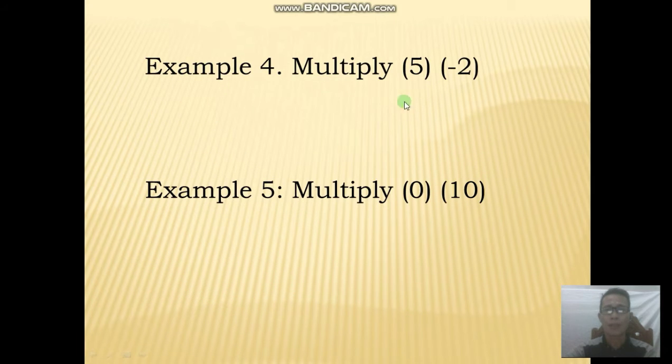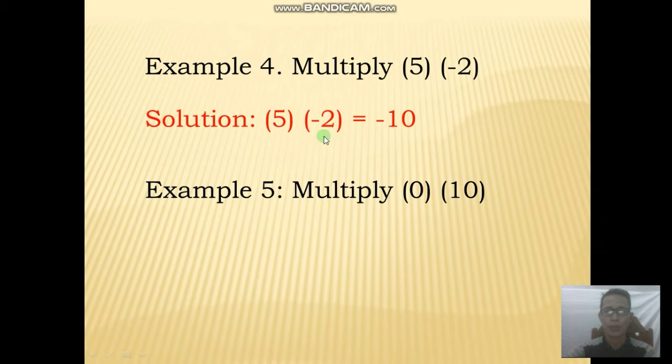Example number 4. Multiply 5 and negative 2. So, still, the two numbers have different signs. One is positive, then the other one is negative. So, yung product natin dito is negative. That is rule number 2. So, 5 times negative 2 is negative 10. Then, example number 5, multiply 0 and 10. So, this is rule number 3. So, yung product natin dito is 0.